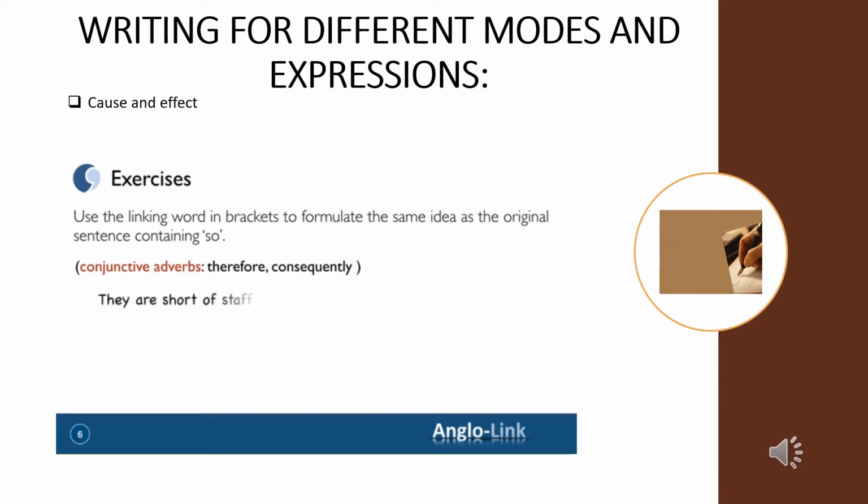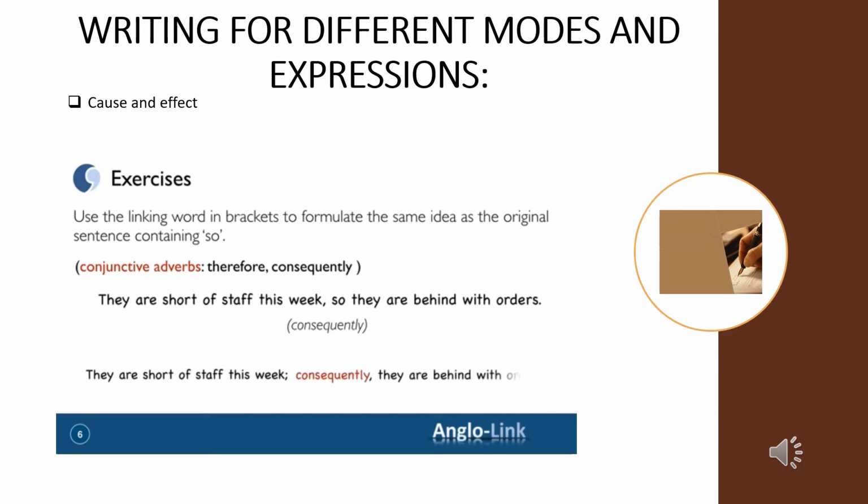Six. They are short of staff this week, so they are behind with orders. Consequently. They are short of staff this week. Consequently, they are behind with orders. Notice the semicolon and the comma. And now let's look at the alternative punctuation. They are short of staff this week. Full stop. Consequently, comma, they're behind with orders.